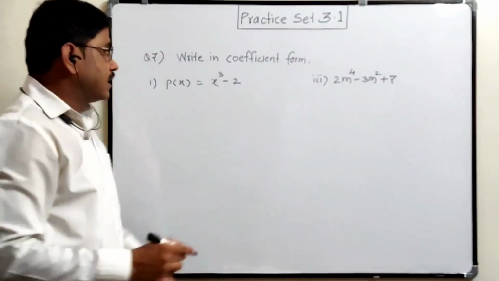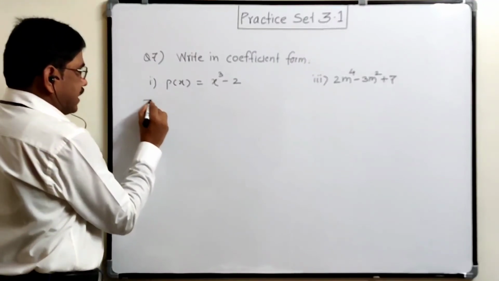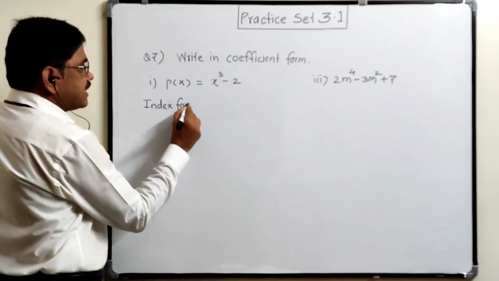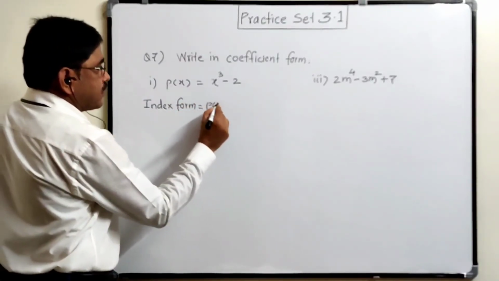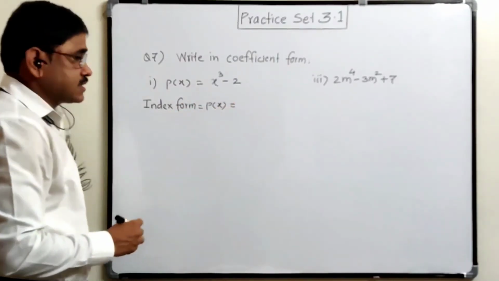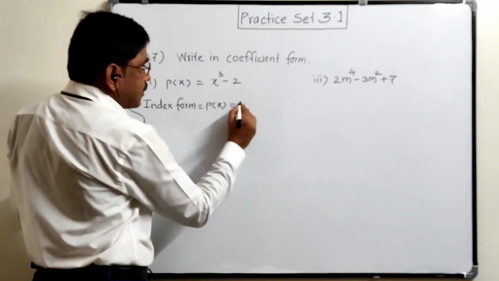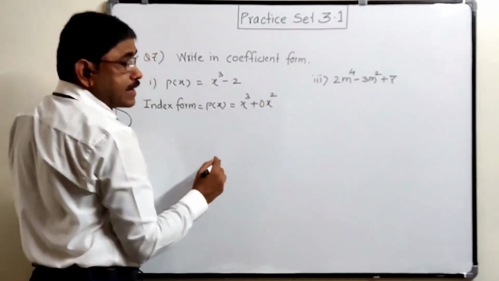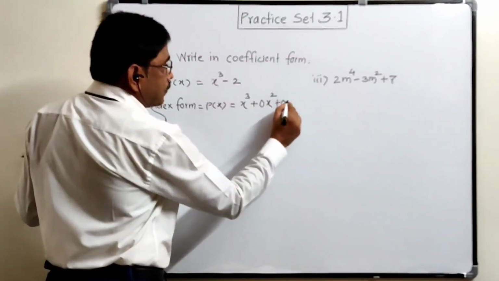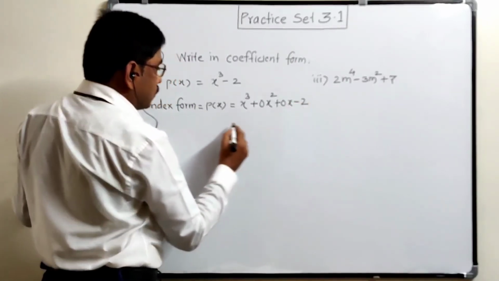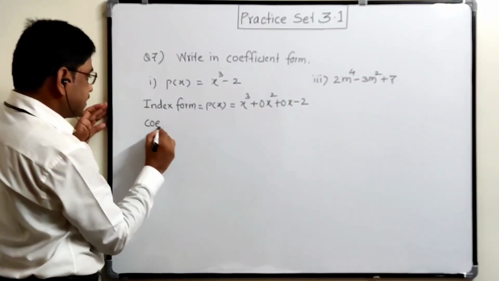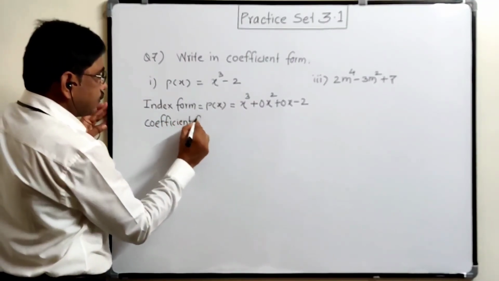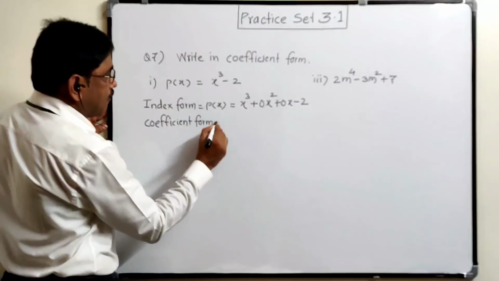First write this in index form. So index form means write the absent terms with zero coefficient. Index form of px: the highest power is x raised to 3 plus 0 x square, x square is not there, plus 0 x and then minus 2. Then we have to write in coefficient form. So is it clear? This is the coefficient form of px.